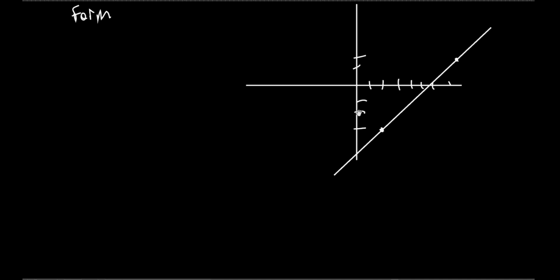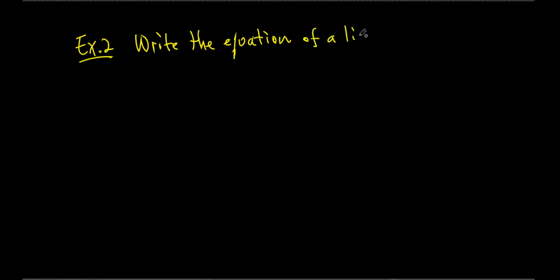Let's see. I got one more example. We'll be done. We did example 1, so let's do example 2. Let's change colors. I'm tired of looking at that black and white. Example 2. It says write the equation of a line. Write the equation. Oops, it's supposed to be a Q. It's a weird looking Q. Equation of a line. Now this time, they don't tell you the slope. This time, they just give you 2 points. Okay? So how in the world are we going to use that if they don't even give us the slope?